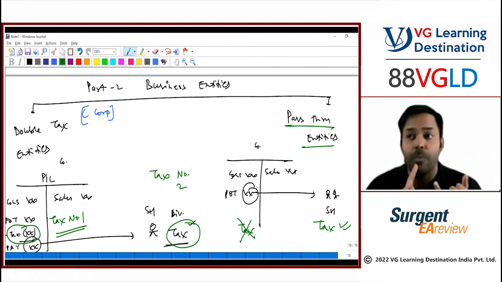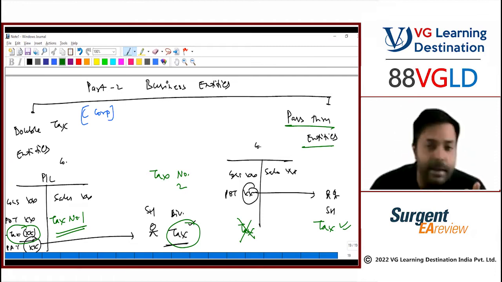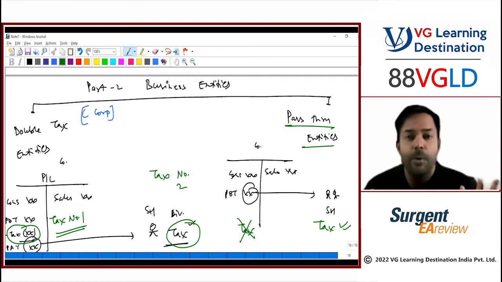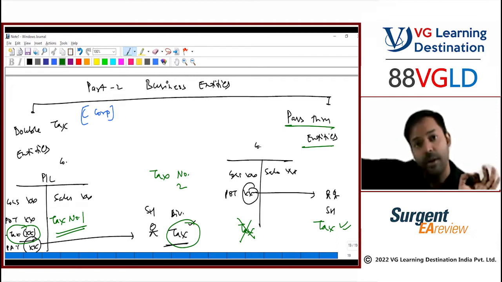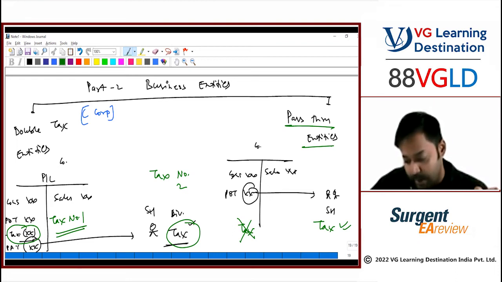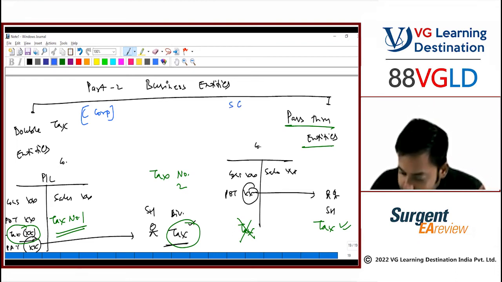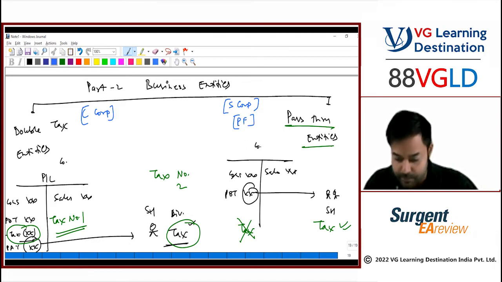You're just passing on your profits, losses, income, deductions, every other item to the shareholder, and the shareholder is paying the tax on it. That's called the pass-through entities. Examples for this are the S corporation and the partnership firm, all of it is going to be part of it. Is it clear, guys? Any confusion?